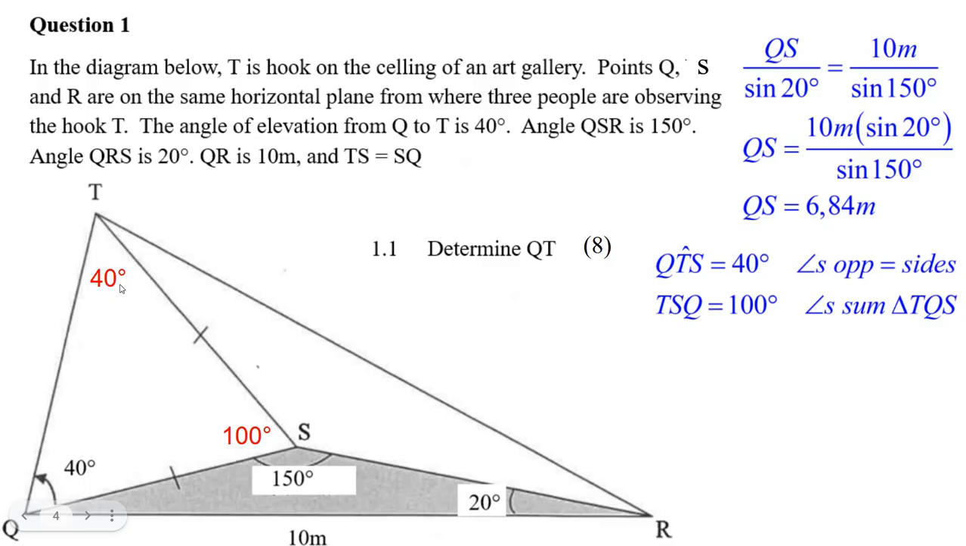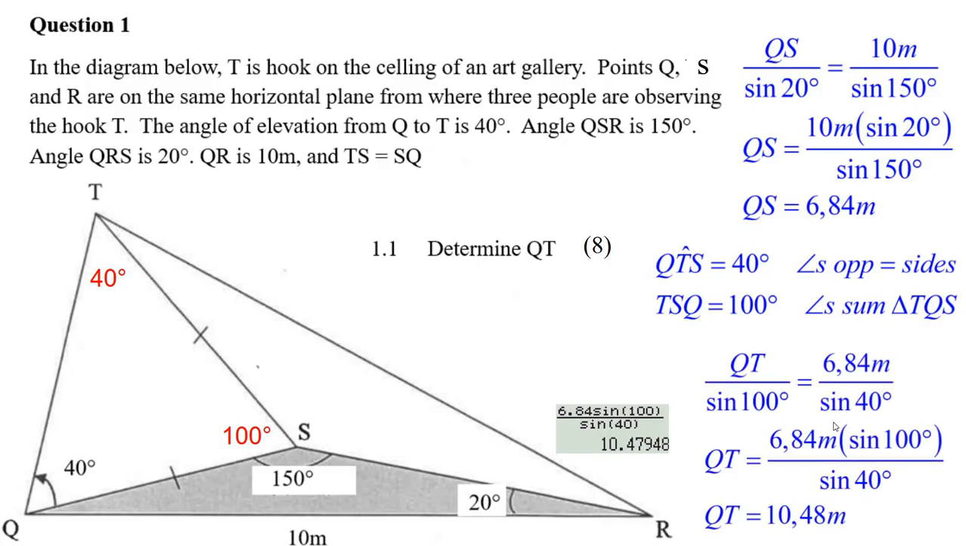But then it's got to be 180 to add up to the angles in a triangle, and that's an important part of the question. We know what QS is at 6.84, but now we can get at QT, because QT goes with 100 degrees the way that our 6.84 goes with 40 degrees. We just use the sine rule again. We put the sine 100 up there, put it in our calculator, and look at that, we got QT.